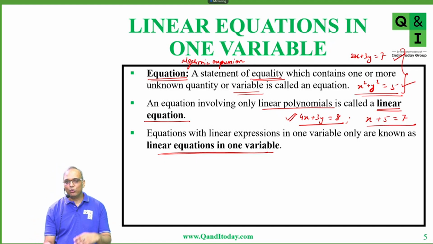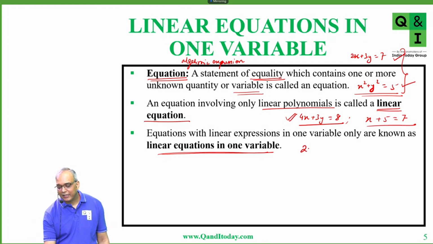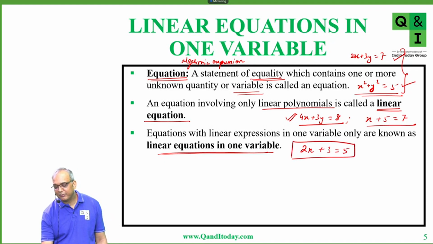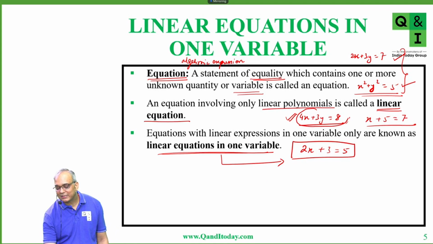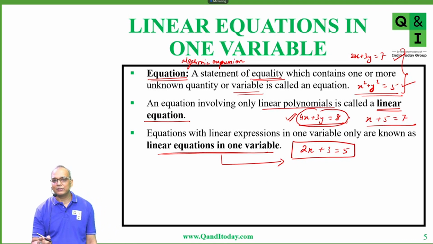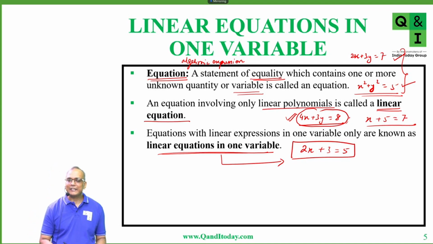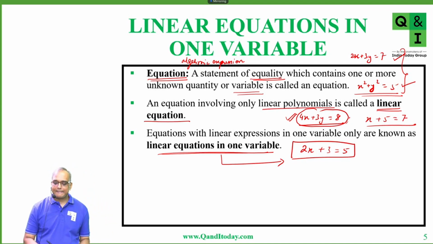And when there is only one variable, for example, if I have 2x plus 3 is equal to 5, there we have only one variable x. So this is a linear equation in one variable. In the case of 4x plus 3y, there are two variables, x and y. So this is not a linear equation in one variable, but it is a linear equation in two variables. Is it clear now? Sir. Okay.